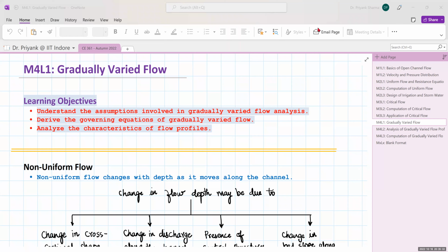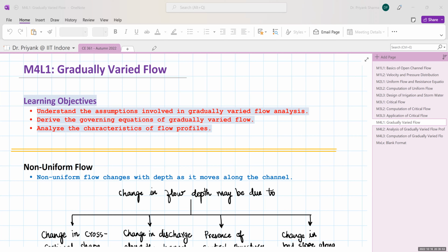So the learning objectives of this lecture are to understand the assumptions involved in gradually varied flow analysis. Then we will derive the governing equation of gradually varied flow and its other forms. And finally, we'll analyze the characteristics of flow profiles.